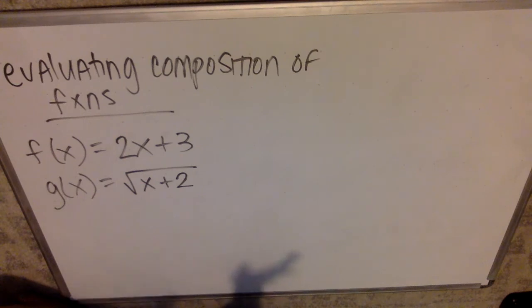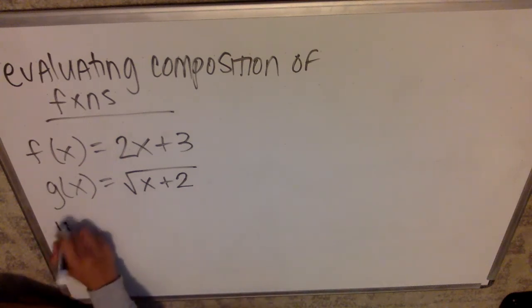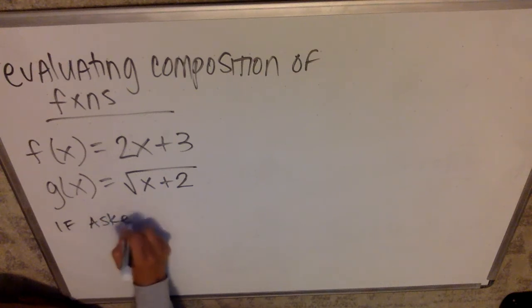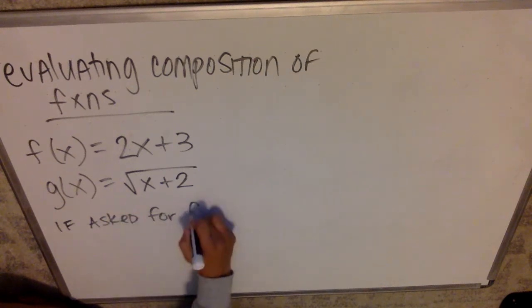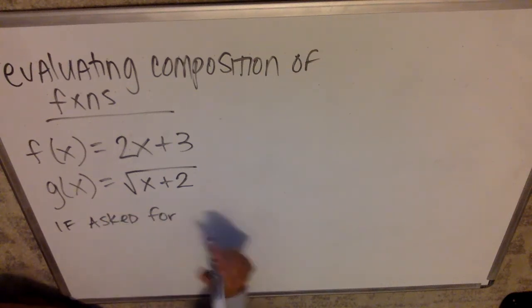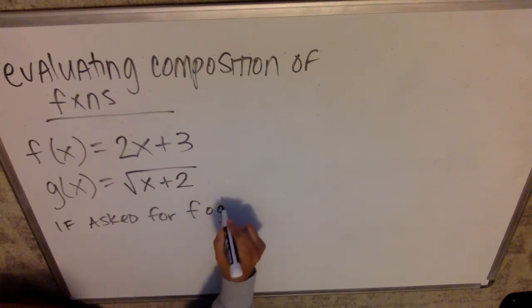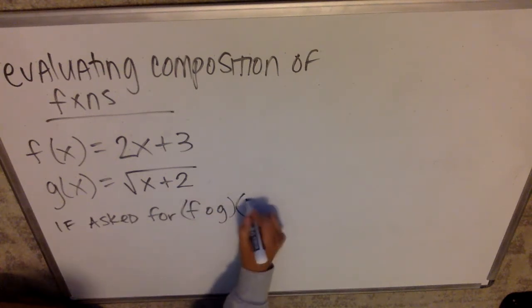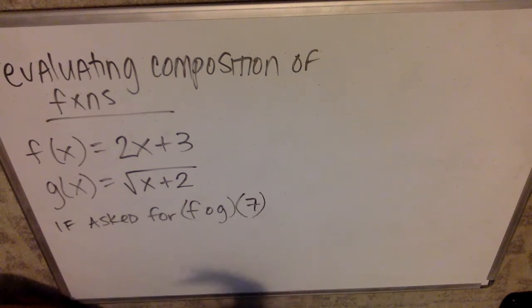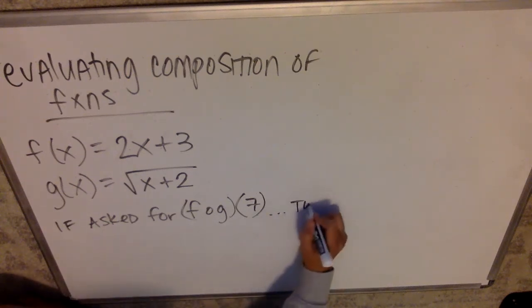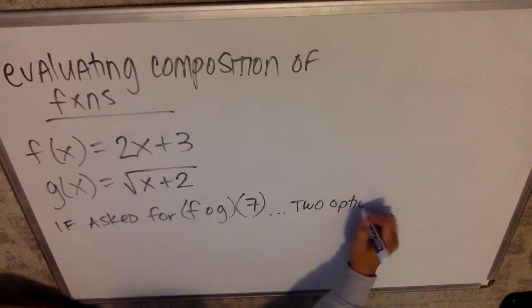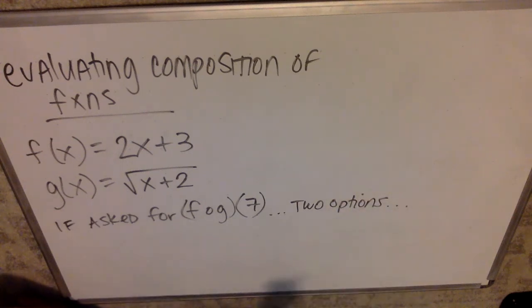All right, so here's the thing. If you are asked for f of g of 7, there are two ways to deal with this, okay? So you have two options. And I don't really care which one you pick, but I want to show you that there are two options, and that in some cases one of them is easier than others.